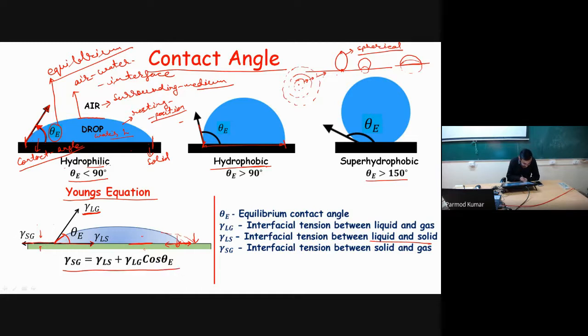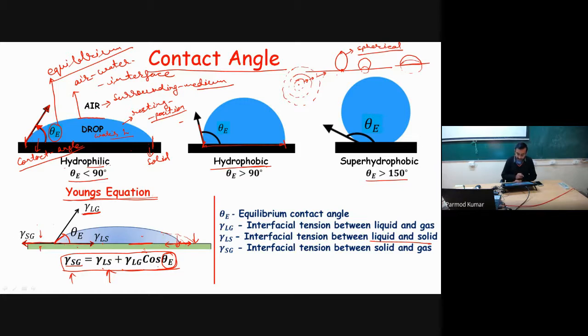You can see this gamma Sg is the net force in the left direction, and gamma LS plus the component of gamma Lg, meaning gamma Lg cos theta E, is acting in the right direction. So the sum of left forces equal to the sum of right forces is what happens at the equilibrium position, and the equation which characterizes the value of the equilibrium contact angle using this formulation is called the famous Young's equation.